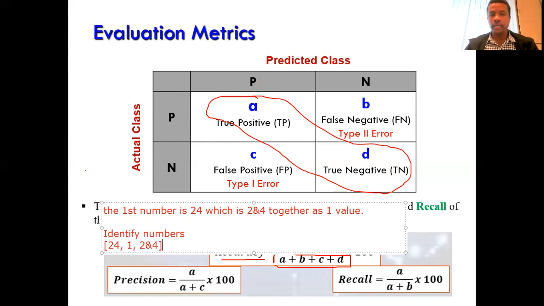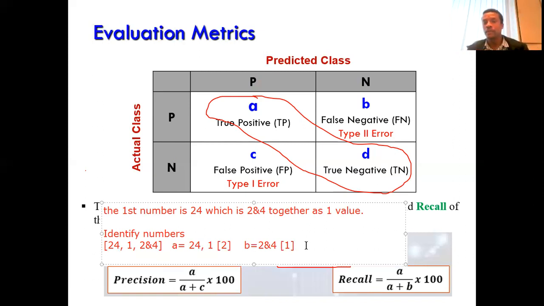So in this case, this is a prediction by the system. Now from here, we know that A is the true positives, which are 24 and 1. This is A. What about B? B is 2 and 4, because this is not a digit actually. So B has a value of 1, whereas A has a value of 2. Now in the real system, false positive, sorry, this is C.